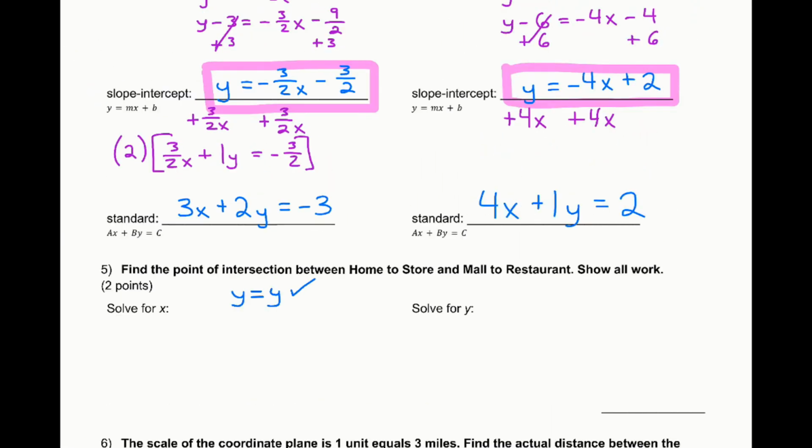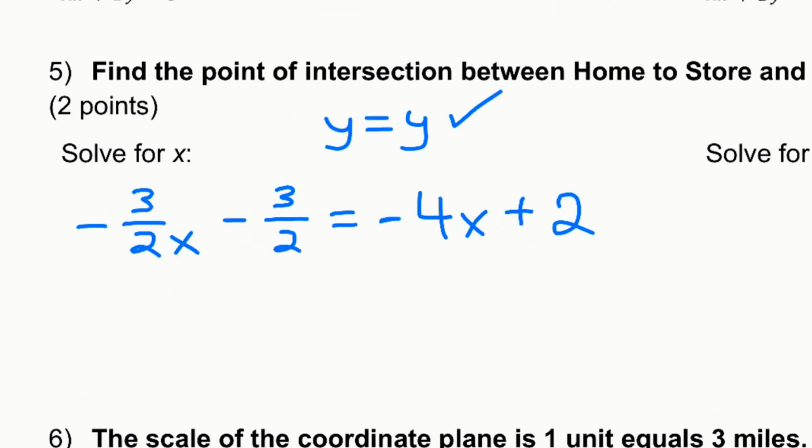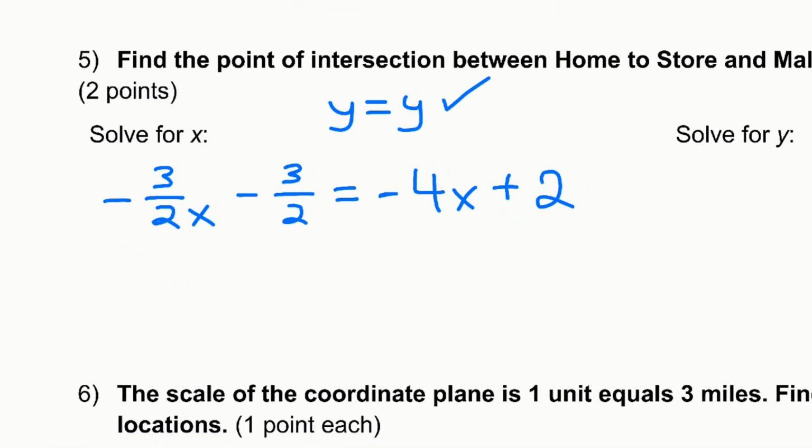So my first equation that I have is the -3/2 x minus 3/2. That's going to equal the other slope-intercept form equation, which is -4x plus 2. All right, that's where I got them. You need to get your x's on one side. You're just solving for x. It's a solve for x equation. You're solving for the variable.